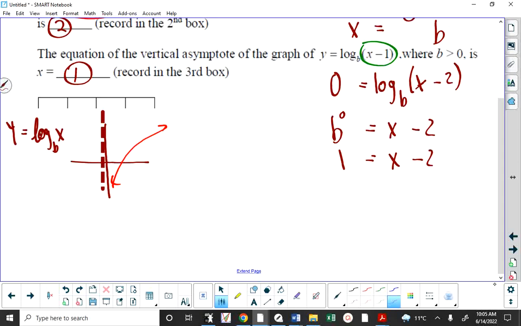Oh, I see, yeah. 1 plus 2 is 3. This is a 3. Is that good? Okay. Arden, can you do question 5? Certainly.